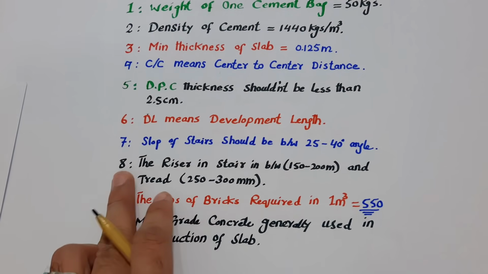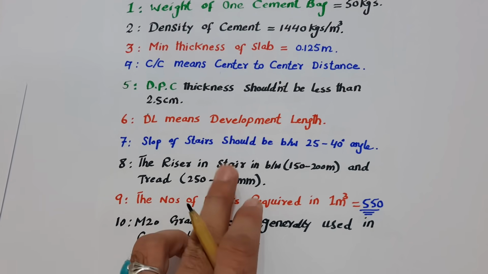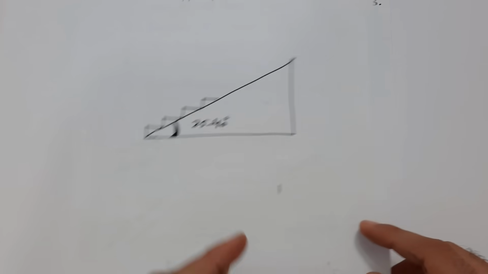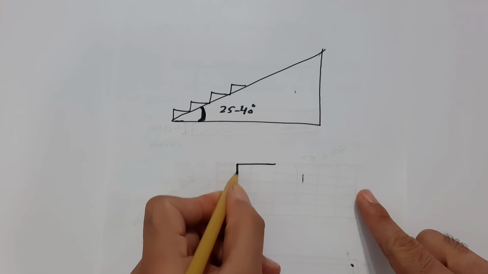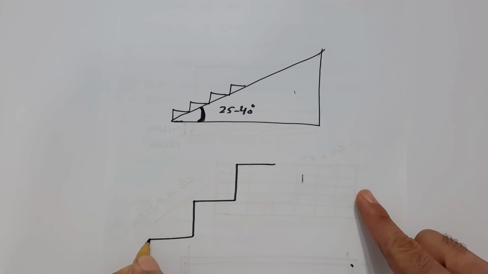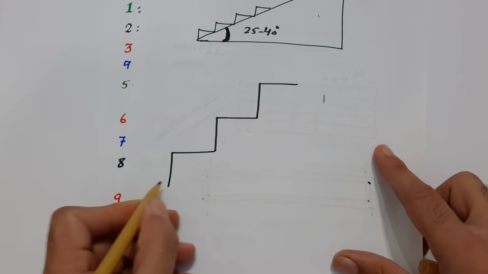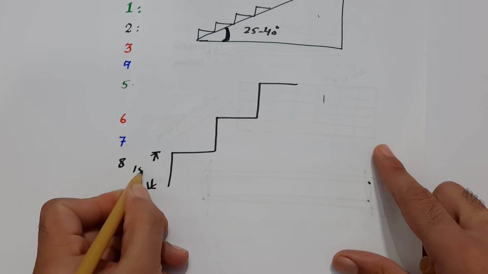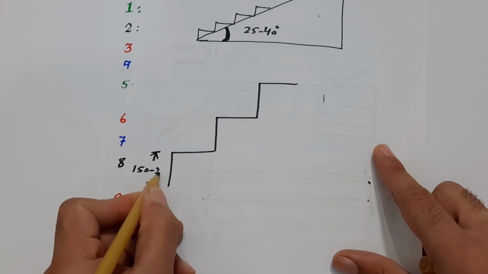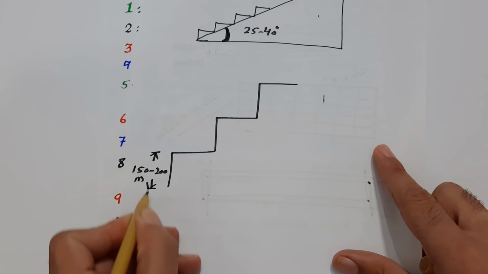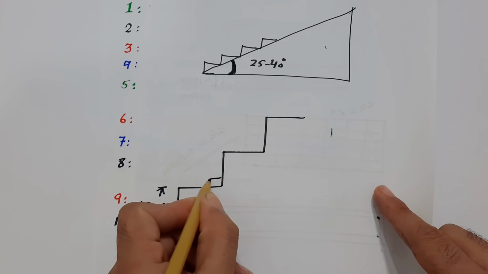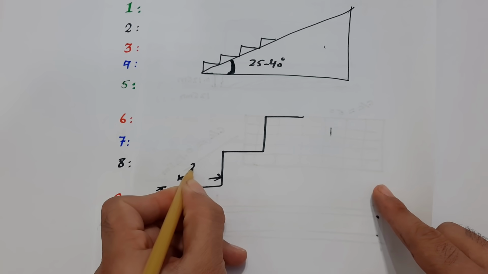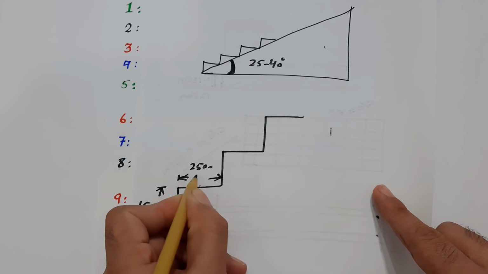Next one, guys, you can see here 8, the riser and tread of stairs. Riser means, as you can see, in the steps, this is called riser, so it should be between 150 to 200 millimeters, this height. And the next one, this is called tread, so the tread should be 250 to 300 mm.